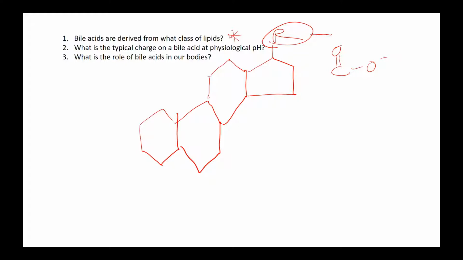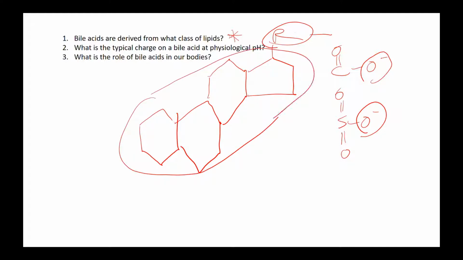It either has a carboxylic acid or it has a sulfate on it. It'll have one of these two groups on it. In either case, they're both going to be negatively charged at physiological pH. So bile acids will have a -1 charge at physiological pH. The rest of the other R groups on this are basically neutral things like hydroxyls or methyl groups.